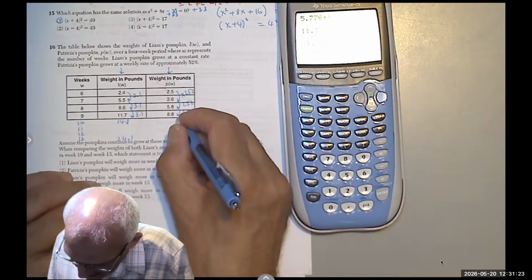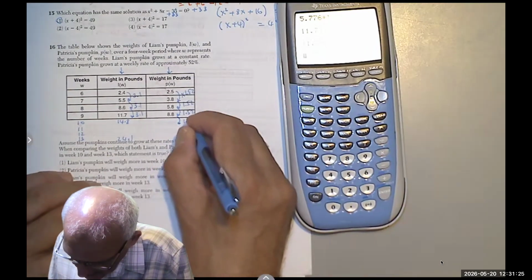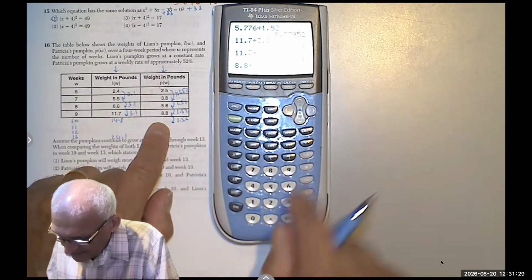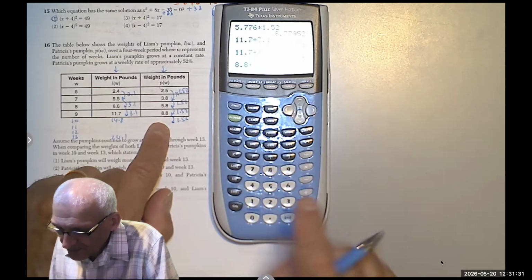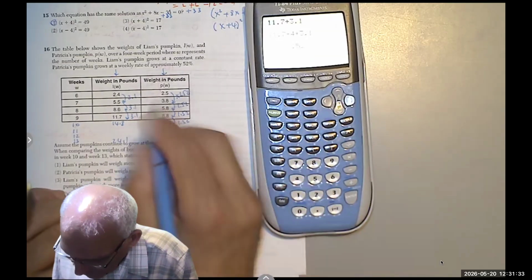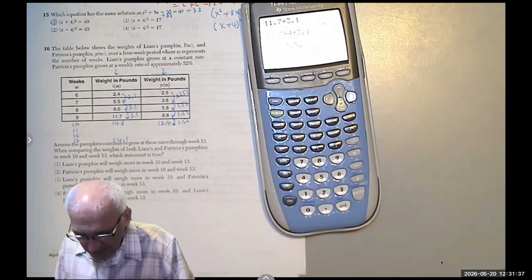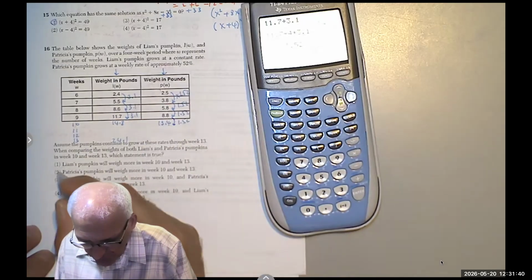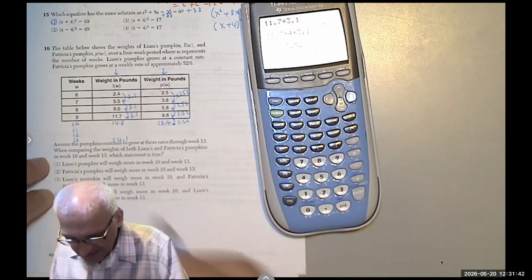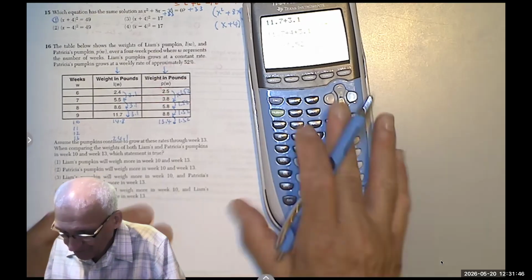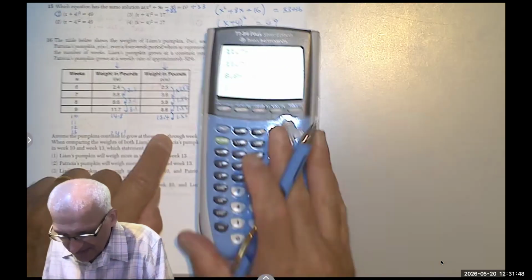To get week 10, I multiply 8.8 times 1.52, and I get 13.4. So Liam is higher, so I can exclude 2 and 4 because it says Patricia will weigh more in week 10, right? Now, how do I find this?